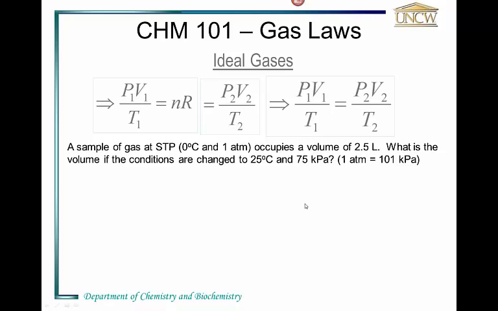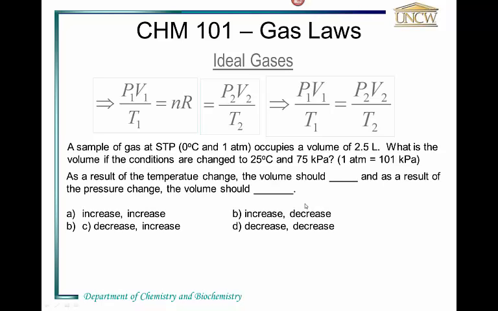Well, first, let's get a feel for what might happen. As a result of the temperature change, would the volume increase or decrease? Well, Charles found that there was a direct relationship between volume and temperature, and that relationship was linear, and the volume increased with increasing temperature. So in the case of the temperature increase, we would expect the volume to increase.